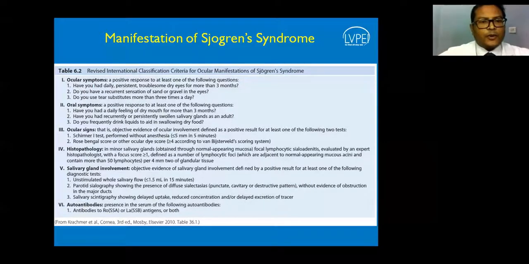Ocular signs include positive Schirmer's and Rose Bengal scores. Histopathology of the minor salivary glands shows a number of lymphocytic foci. Salivary gland involvement includes unstimulated whole salivary flow being less than 1.5 millimeters, parotid sialography showing presence of diffuse sialectasias, and salivary scintigraphy showing delayed uptake with reduced concentration. The autoantibodies are also another positive test for Sjogren's. These include antibodies to Ro and La, SSA and SSB antigens, or both.